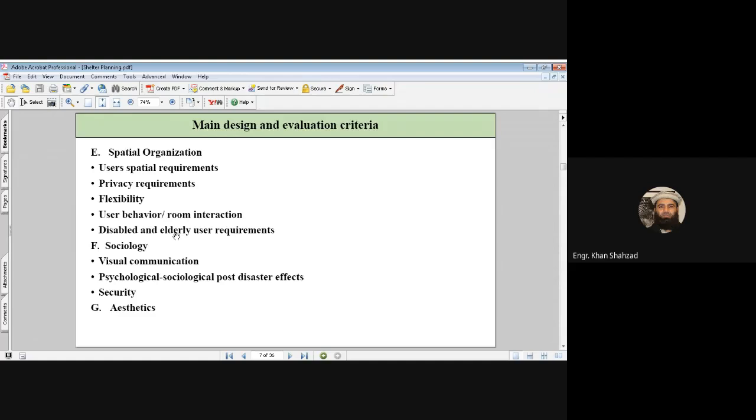So the next is the spatial organization. So it includes the user spatial requirements. Tayyib, can you talk on this?